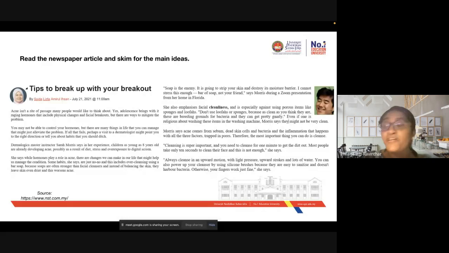Okay, so for example, look at this one. By having a glance, it means when we skim, we understand it's about a breakout, isn't it? Breakout, obviously we know what it is. These are skin care problems, skin problems, acne and so on. So then you read the first paragraph. Okay, look at this one.